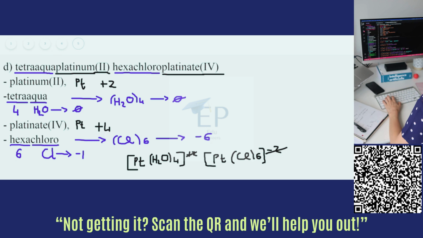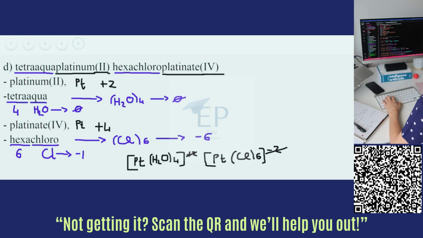Let's move on to the second part of the compound. Platinate(IV) is the second metal atom, so Pt, with a charge of +4. The associated ligand is the hexachloro. Again, hexa stands for 6, chloro is the ligand, and we can indicate it as Cl. Each Cl ligand has a charge of -1, so overall we will have Cl 6 times for a total charge of -6. Now we can write down the final formula.